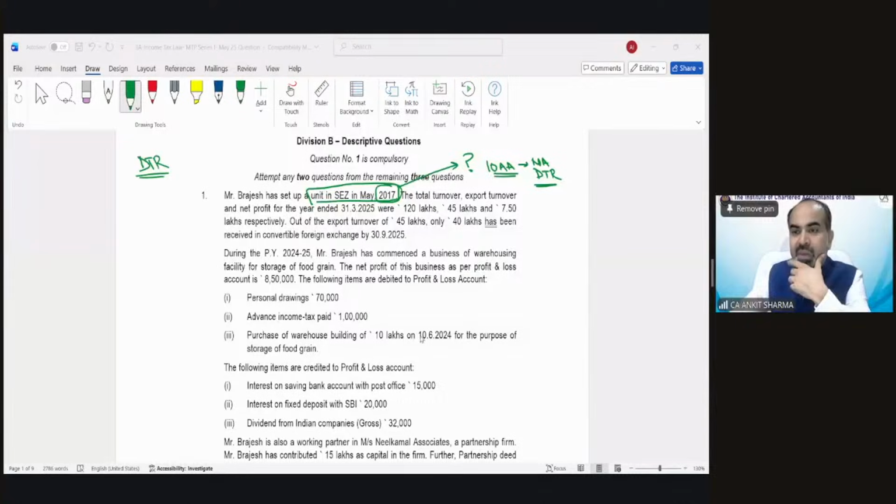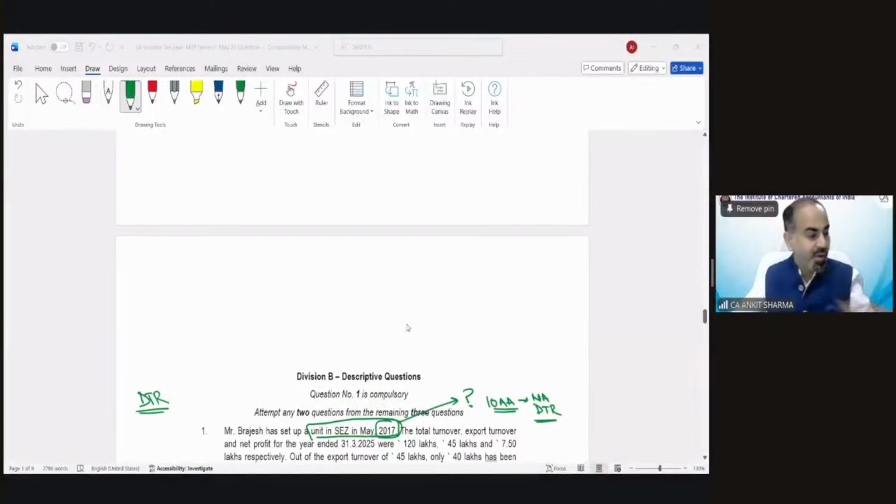Which year MTP is this paper? This is mock test paper series 1, March 2025. Okay, Lokesh?